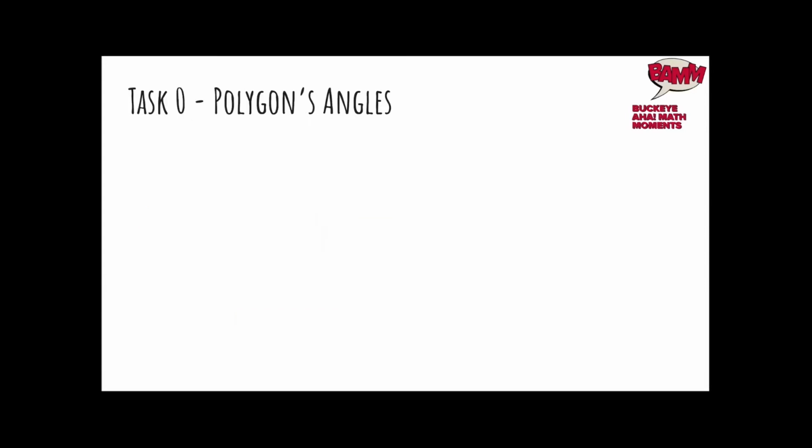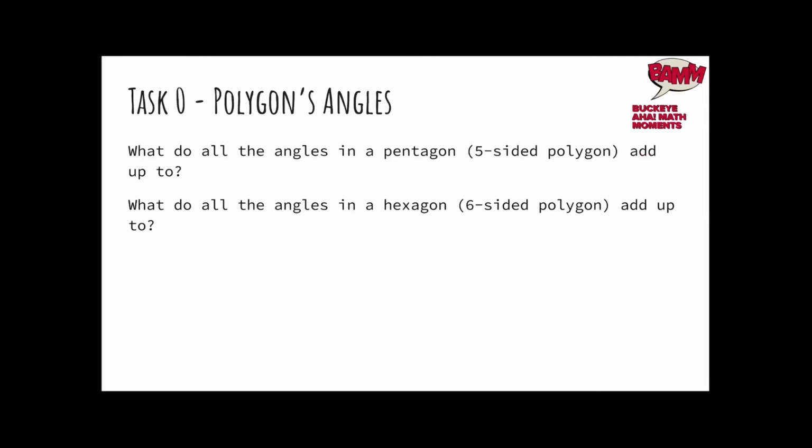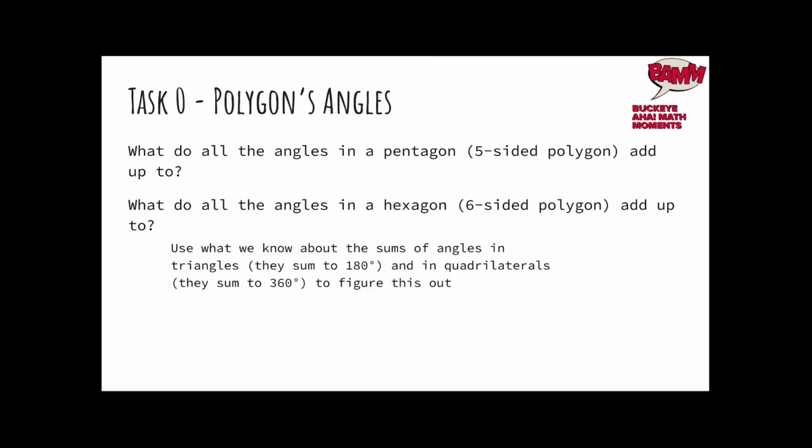So your first task of the day is to figure out what the angles of a pentagon and a hexagon are all going to add up to. And feel free to use what we just learned about triangles and quadrilaterals to help you figure this out. See if you notice any patterns in what all of these angles are adding up to, and see if you can describe how that pattern would continue.